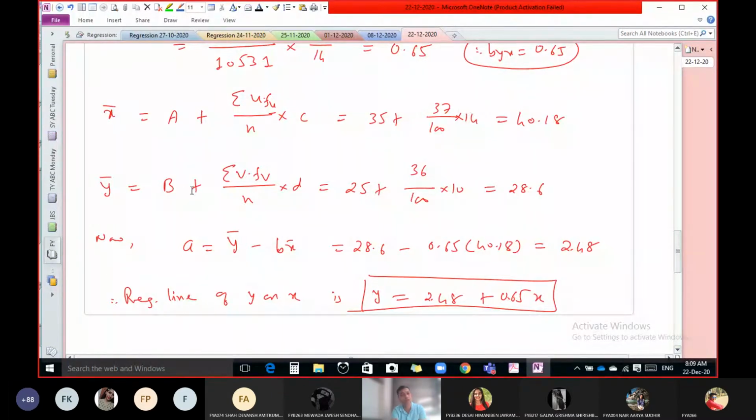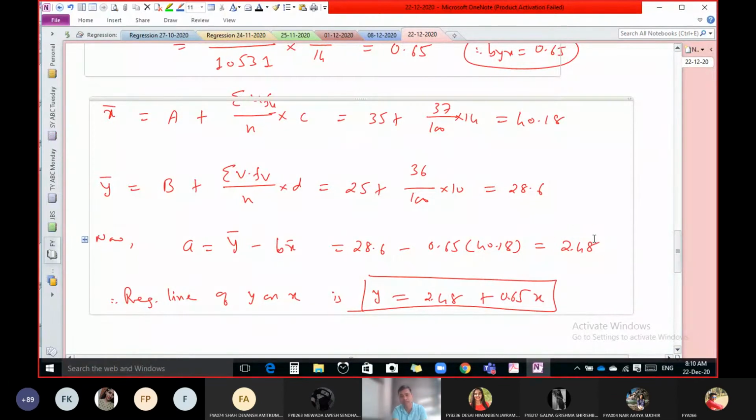Similarly, you can calculate y bar by using the formula b plus sigma fv upon n into d. Substitute all the values. B is what? 35. Sigma fv is 36, that we already calculated in the previous lecture. N is 100. D is 10. Simple calculations there. We get y bar. So once we get x bar, y bar and b, you can calculate a by using the formula y bar minus b x bar. Y bar is 28.6, b is what? 0.65, and x bar is 40.18. Do the simple calculation, you will get the value of A.